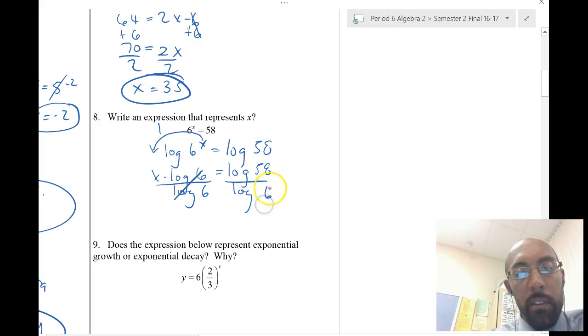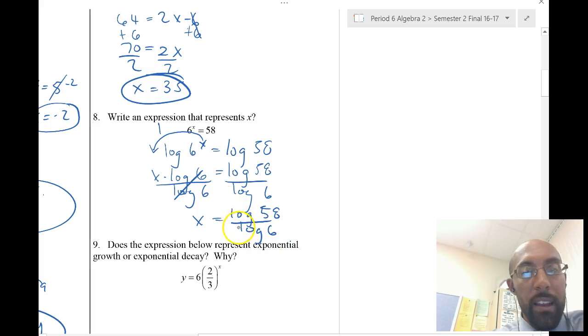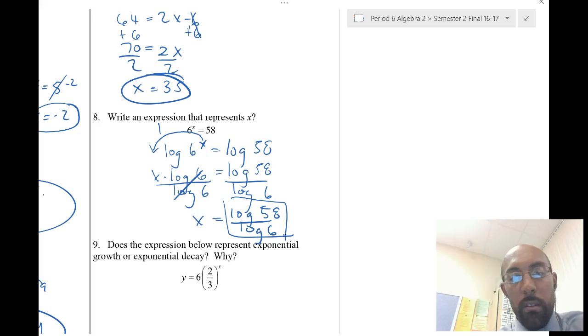And now I have log 58 over log 6. So x is equal to log 58 divided by log 6. And so that is the expression that we're looking for: log 58 over log 6 would equal x. And on the test, I may ask for the decimal, but here, that's all we need. We don't have to work that out. You could plug it in the calculator and find the decimal if you'd like, but we're not going to.